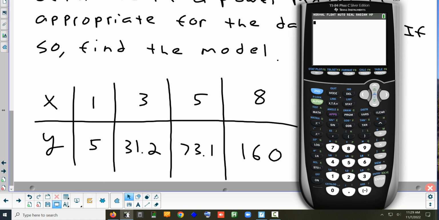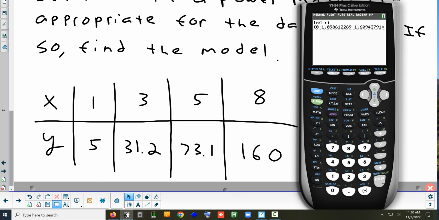Now, I want to take the ln of every number in that table. Where did I put my x's? In which list? L1. So here's what you can do. You can type ln, and now I want to take the ln of L1, every number in list 1. Press second 1. Close your parenthesis. And that's going to take the natural log of every number in list 1. It's not going to change list 1. It's just going to show me all the answers on the screen.